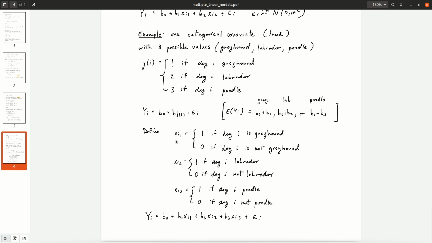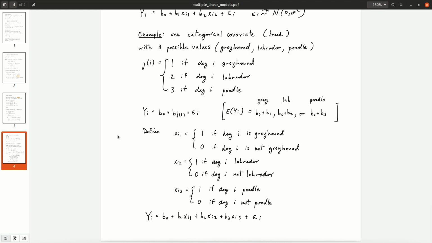But if you define this variable xi1, this is called a dummy variable for greyhound. It's just equal to 1 if the ith dog is a greyhound and it's 0 otherwise. And then you define similar dummy variables for Labradors and Poodles. You can write down this exact model in this form, which fits into the multiple linear regression framework. I'm not going to go through the examples. It'd be a good idea for you to say, suppose dog 2 is a greyhound. What do you get from this formula? And verify that it's the same as this one here.